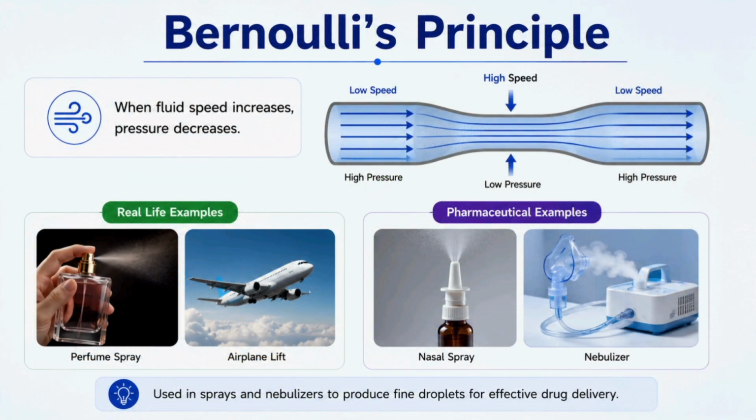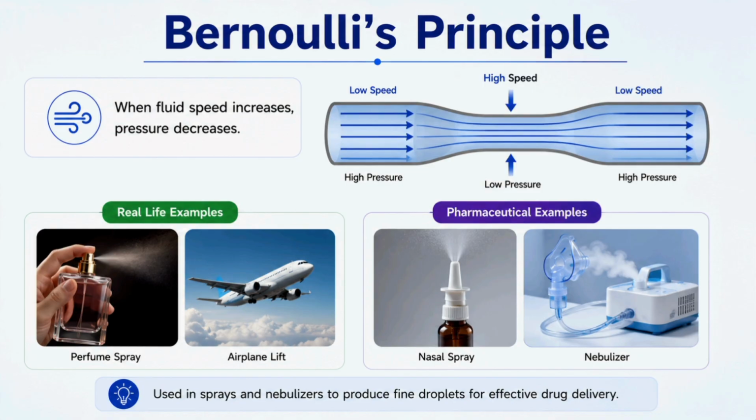And next is Bernoulli's principle. Bernoulli's principle explains the relationship between the speed and the pressure of fluids. So when a fluid's speed increases, what will happen? The pressure decreases. Aeroplane wings work using this principle. Perfume sprays also use Bernoulli's principle. In pharmacy, spray medicines use this concept.